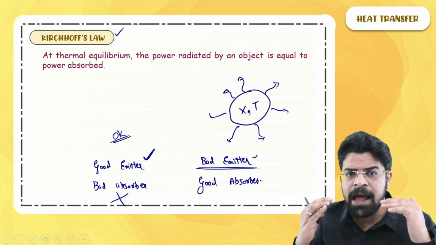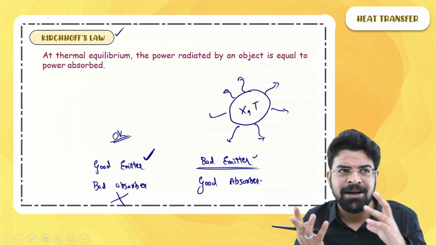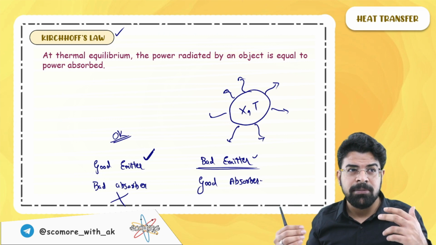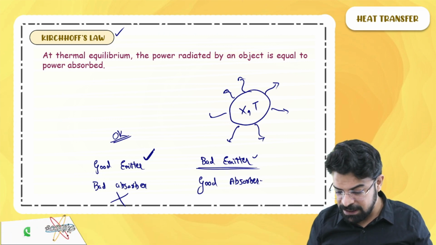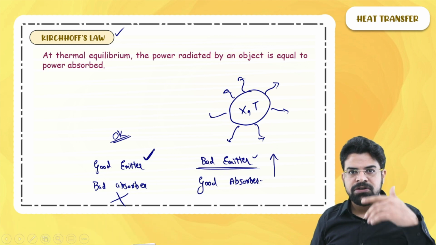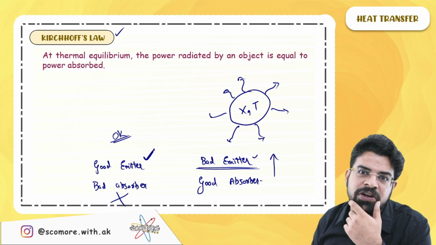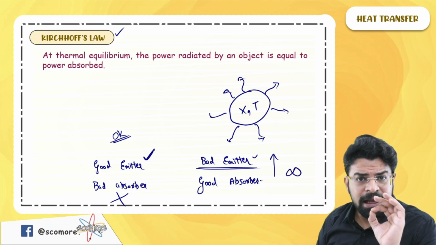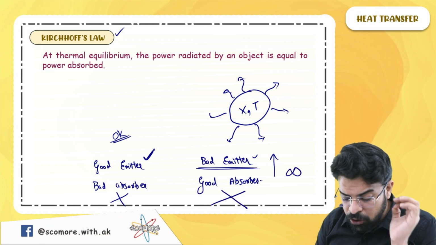So what will happen to the energy content of such an object? Sir, it's a bad emitter but a good absorber. So its energy content will constantly increase and its temperature will continuously increase. And if its temperature continuously increases over a period of time, it will reach infinite temperature. Hence, this case is also not possible.